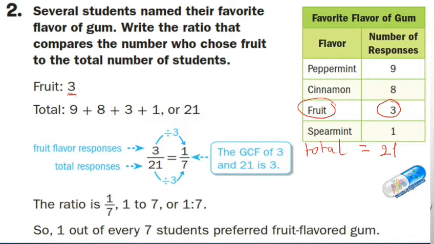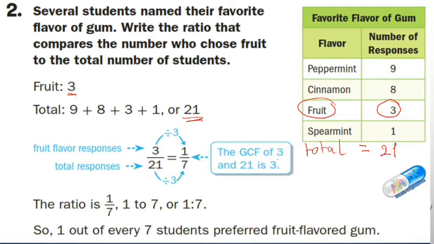Now we will write the ratio as a fraction again, so 3 over 21, as you see here, and to make it in simplest form, we divide both of them by the greatest common factor, which is 3. So the GCF of 3 and 21 is 3. Dividing 3 by 3 equals 1, 21 divided by 3 equals 7. So the ratio is 1 over 7, or we can write it as 1 to 7, like this. And it means that 1 out of every 7 students preferred fruit-flavored gum.